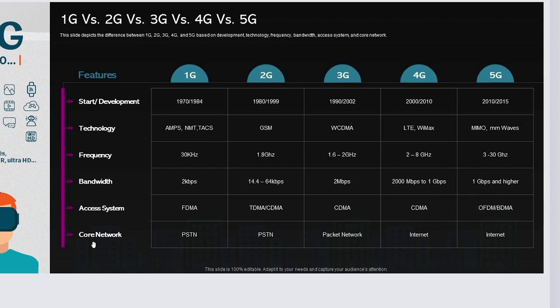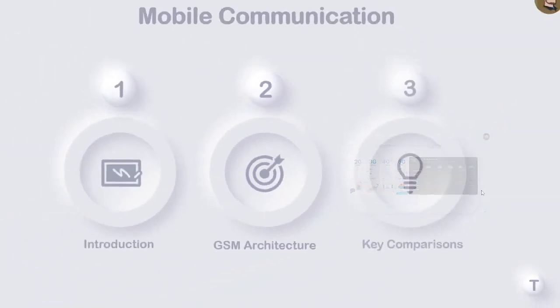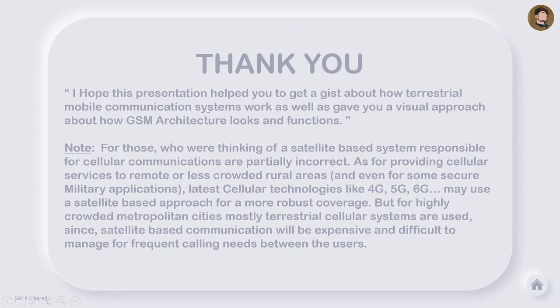And the core networks, as I said, for 4G and 5G are nothing but the entire internet, which is within the palm of your hand. Using just a small mobile phone, which is like a mini computer, you can access the entire internet using 4G and 5G. So this is the comparison between different generations. And finally, thank you, and I hope this presentation helped you get a gist of how a terrestrial based mobile communication system works, and gave you a good visual approach about how GSM architecture looks and functions.